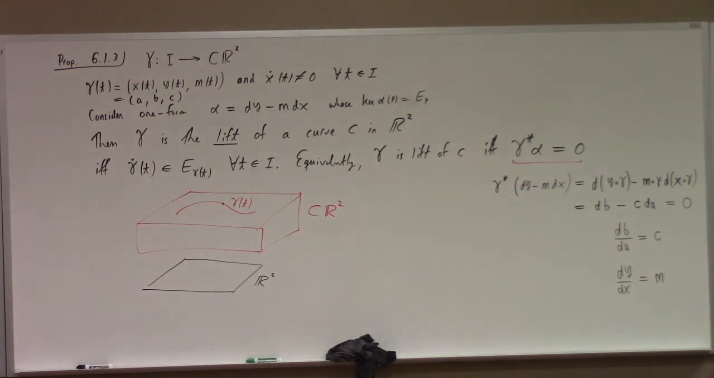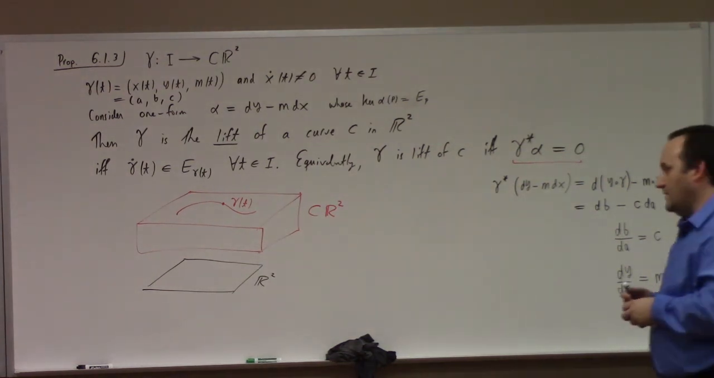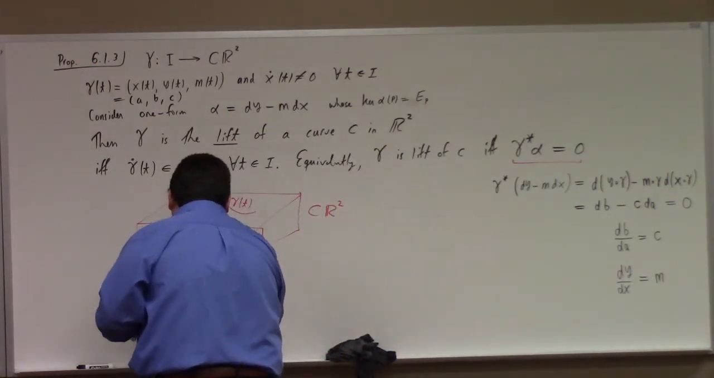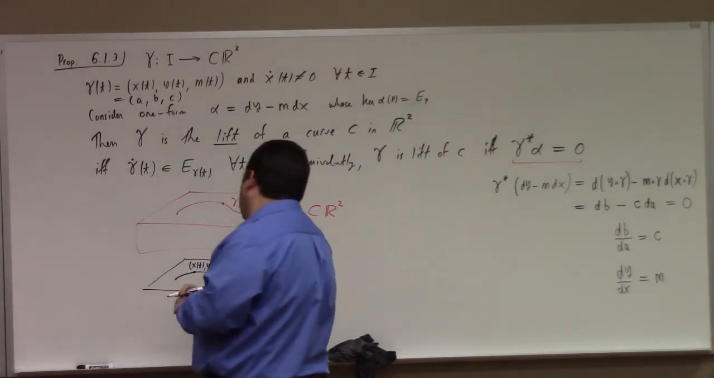So that, in the red box, three-dimensional curve, right? And so down here, the points on this one would be like x of t, y of t. Okay, gotcha.